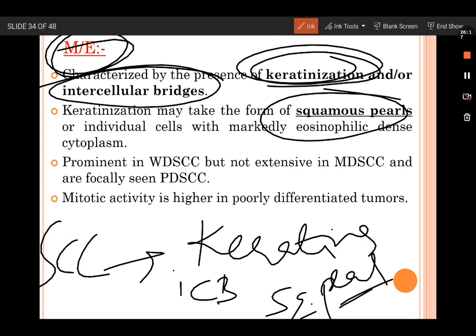Now this squamous cell carcinoma can be very well differentiated or poorly differentiated. Well differentiated has a good prognosis, poorly differentiated a poor prognosis. And keratin pearls, this keratinization, are more common in well differentiated tumors. Now this is something that you can see in practicals.